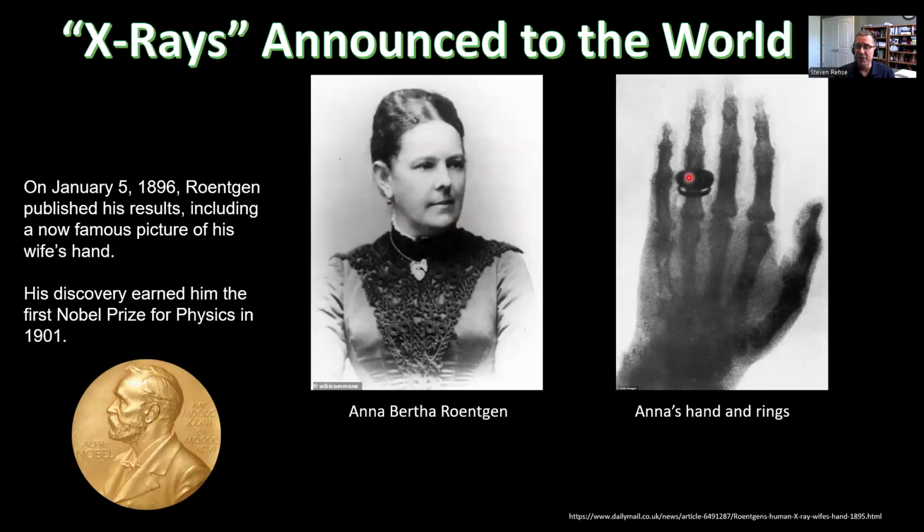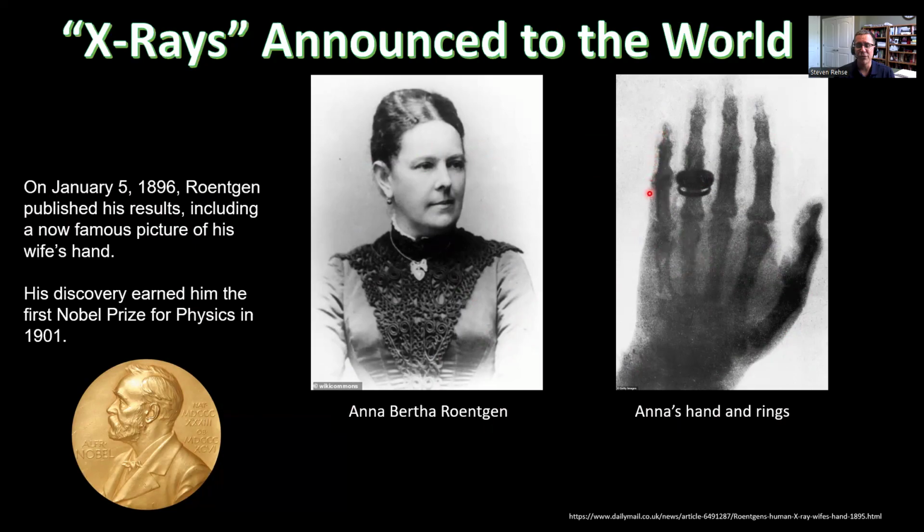And he did a series of initial experiments, and as scientists do, he announced this to the world as quickly as he could. So that discovery was in 1895. On January 5th, 1896, just a few months later, Röntgen published his results, including a now very famous picture of his wife's hand. So his wife was Anna Röntgen. Here's a photograph of Anna, and here's the image that Röntgen took of Anna's hand and her wearing her rings, and he published this in the paper in which he announced the discovery of this mysterious new X radiation.